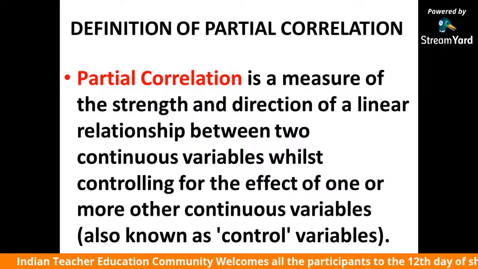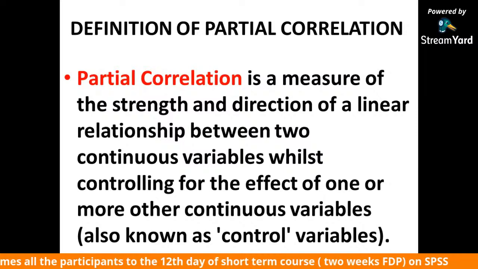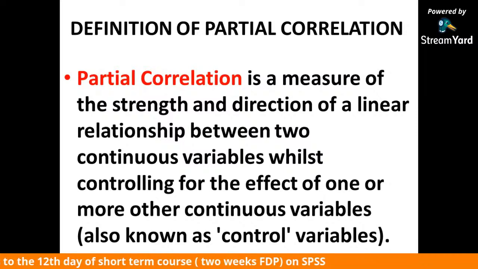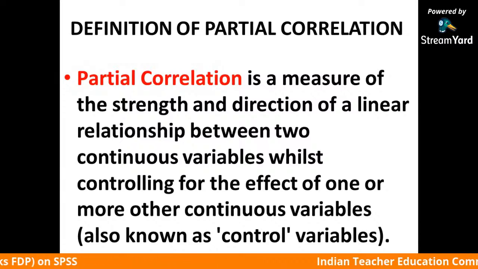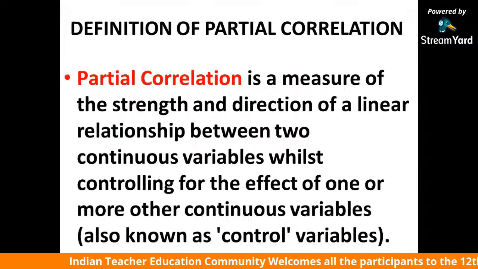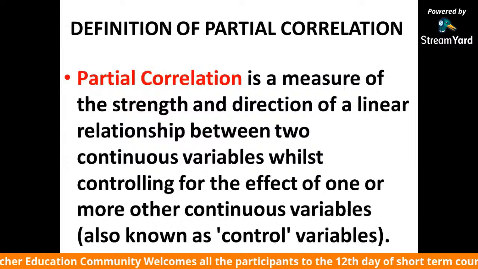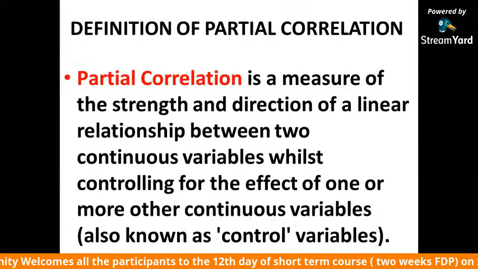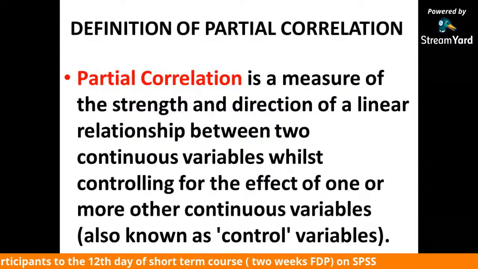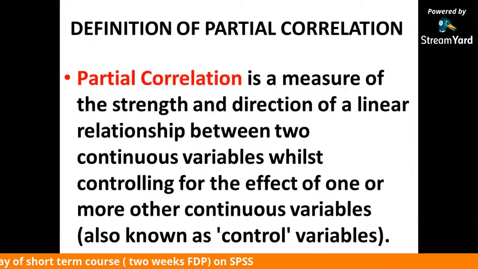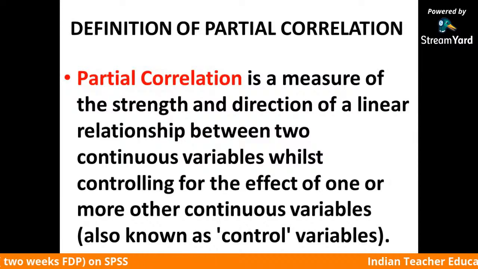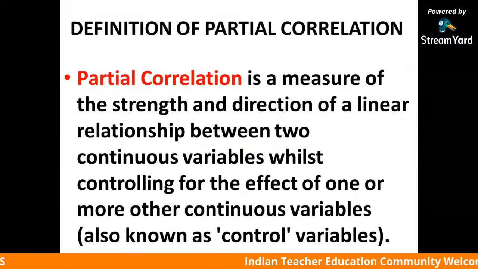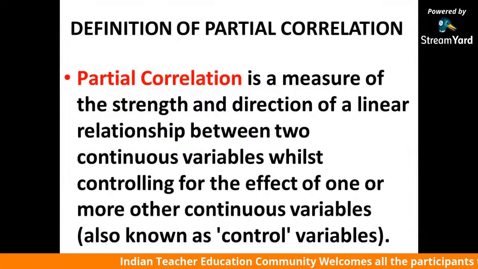In correlation, I told you positive means both the variables will move in the same direction. Either both will move upward or both will move downward. That is the meaning of the positive. And negative means that they will move in the opposite direction. If there are upward changes in one variable, then in another variable there will be changes in the downward direction.